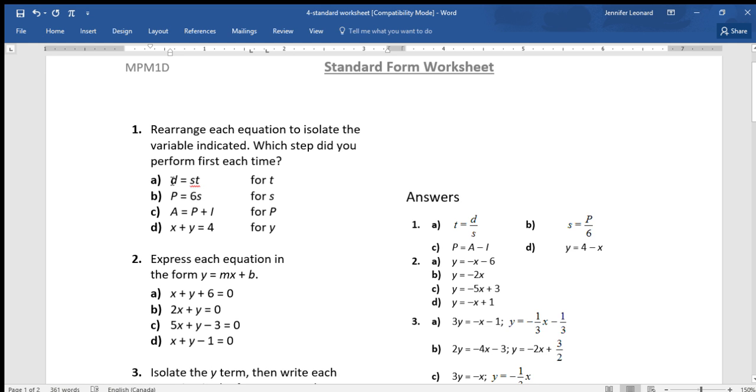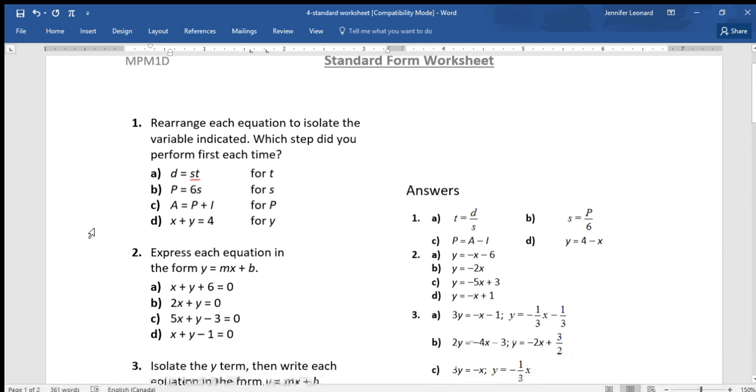So let's say for this one, d equals st. We want to isolate for t, which means getting rid of the s. Okay, right now it's s times t, so to get rid of that, you would divide it out. And that's why they have over here t would be equal to d over s.